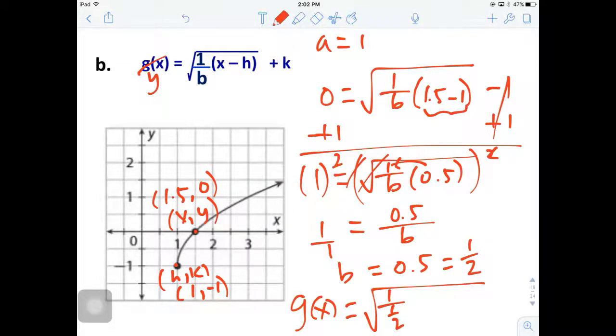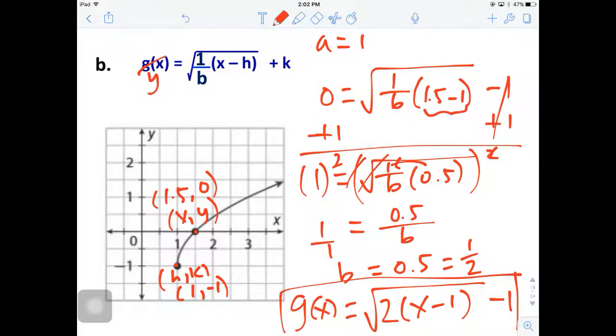Well, what does that look like, guys? What's 1 over 1/2? I'm just going to change that to 2. Okay, so remember 2 is 1 over 1/2. And that's x minus 1. And then don't forget we have a minus 1 in the back. So this is the complete equation that created this graph right here.